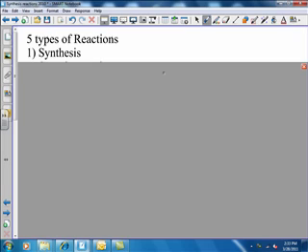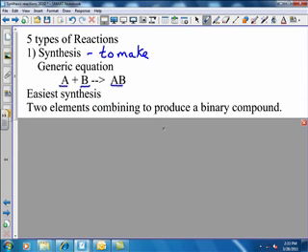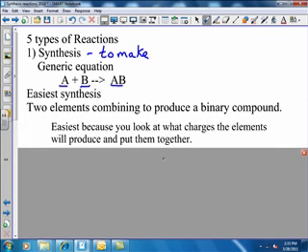Our first reaction is called a synthesis reaction. Now, this is generally considered the simplest type because the word synthesis simply means to make. In generic form, in this very simple case, you're going to take 2 single elements and they're going to combine to make a new compound. Although a synthesis doesn't always have to be single elements. The easiest synthesis reaction is when you're taking 2 elements and combining them to produce a binary compound.